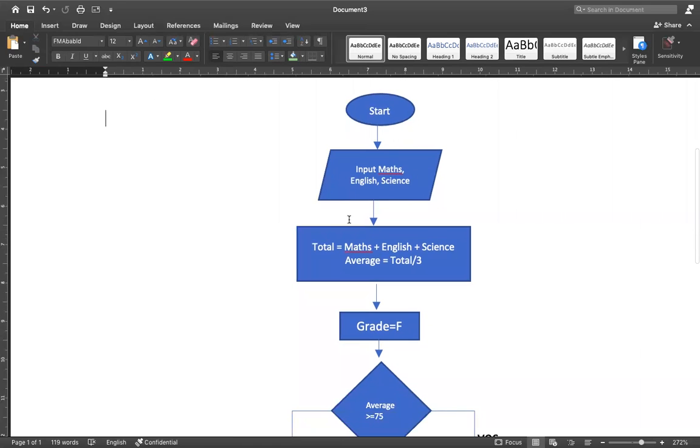Then you can say total equals maths and English and science marks all together. So if you add, that will be the total, and average is equal to total divided by 3. Some people prefer to write this as two processes.